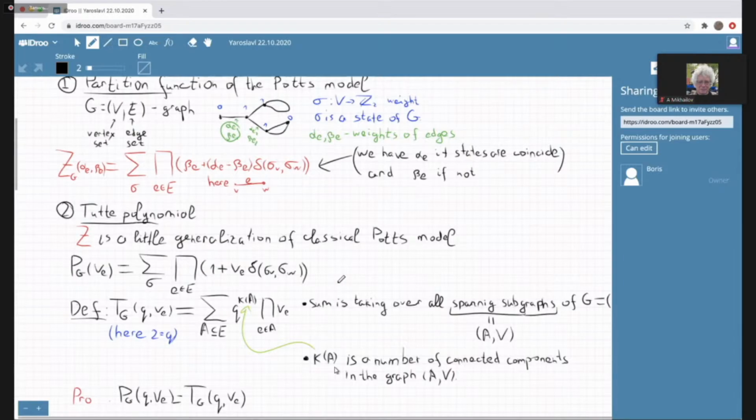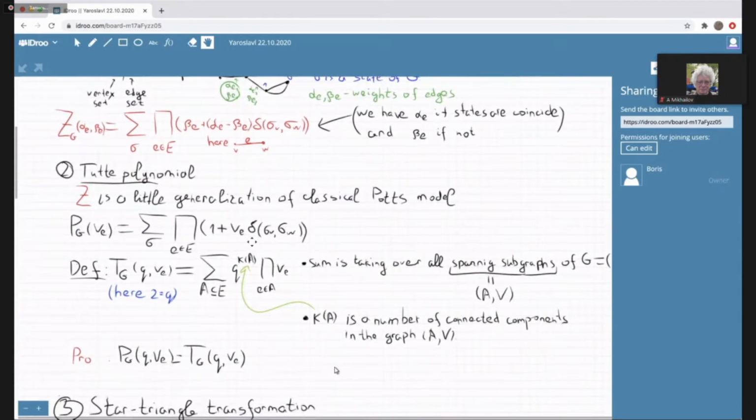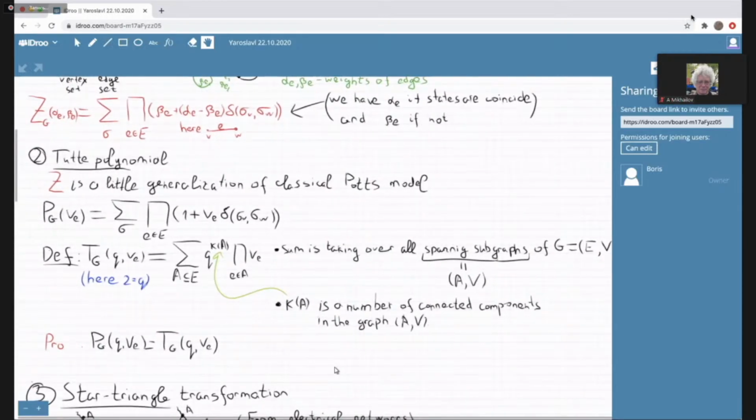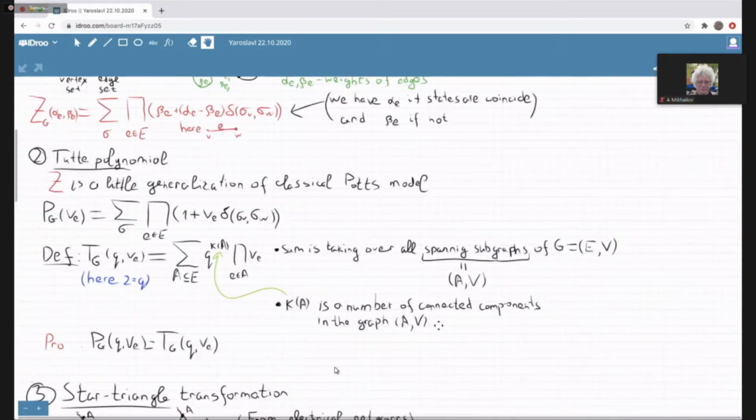It connects with the Tutte polynomial as follows. Let me now define the Tutte polynomial itself. Later, if I have time, I'll give another, maybe better, definition of the Tutte polynomial, but for now let me define it as follows.